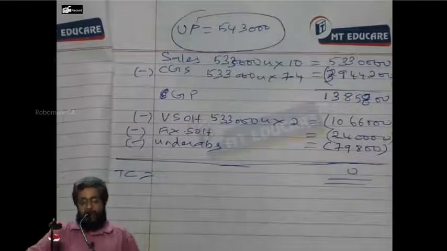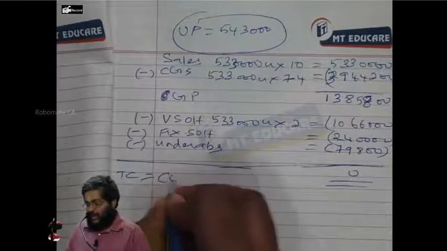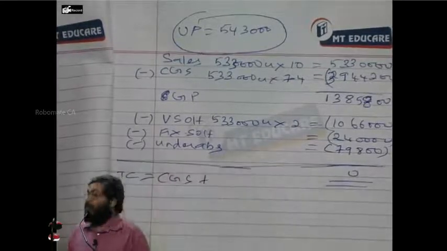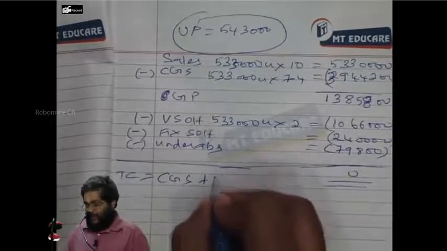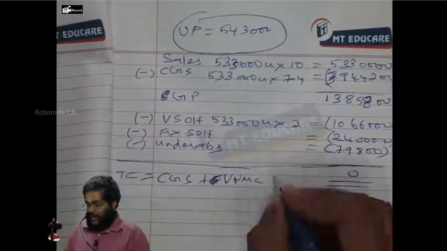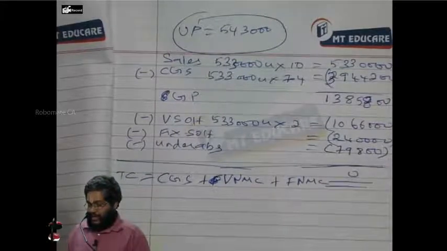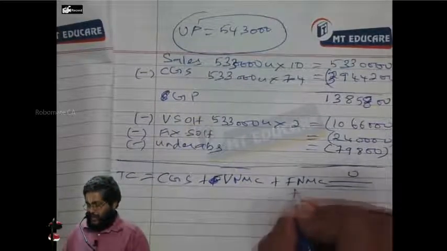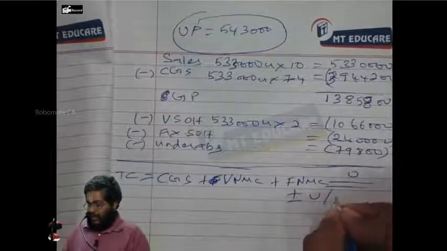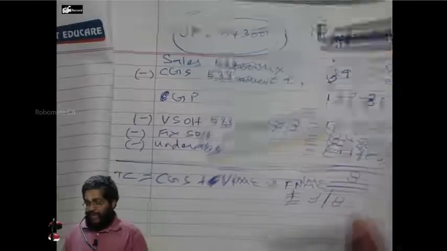That's why we should be calculating total cost. When I say total cost, it is cost of goods sold plus variable non-manufacturing cost plus fixed non-manufacturing cost plus or minus under or over absorption. Right or not? Now, let's write the items one by one. I'll start with cost of goods sold.